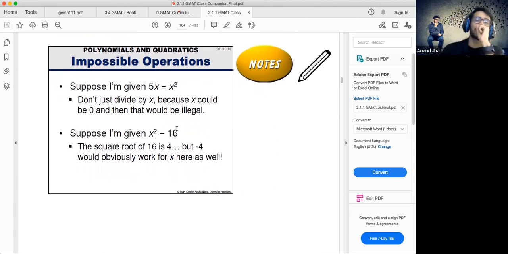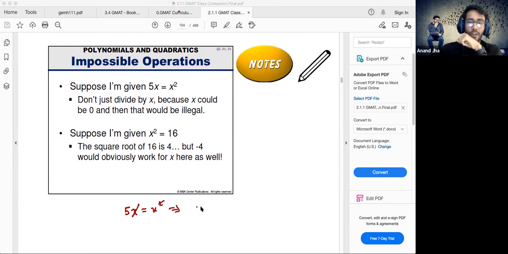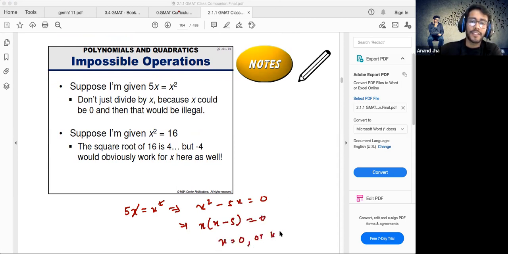Can we solve this equation? Impossible operation. 5x equals x square. I can write this like this. Don't cancel it here. Always try to do it like this: x square minus 5x equals 0. Whenever you find any equation, take everything to the left hand side, then equate it to 0. So I can write x into x minus 5 equals 0. So where will this be 0? When x equals 0 or x equals 5.